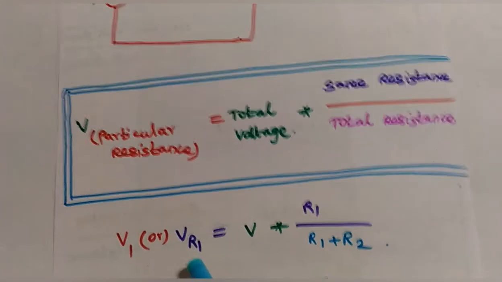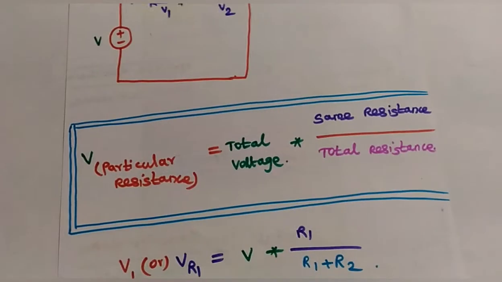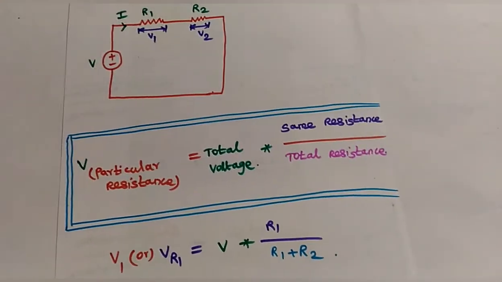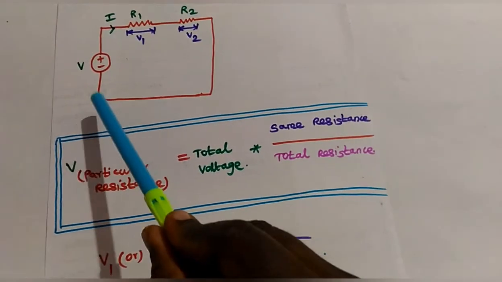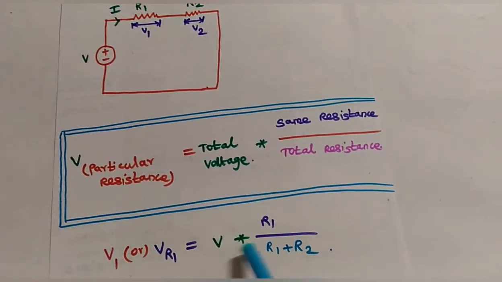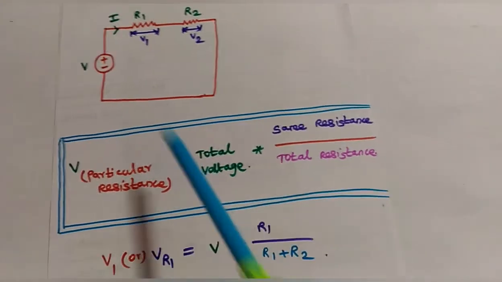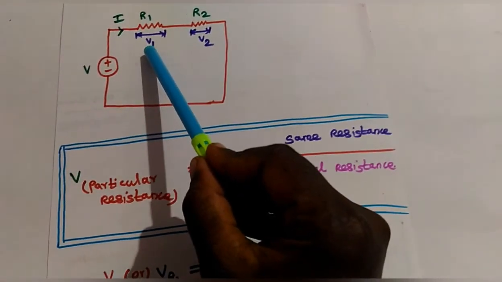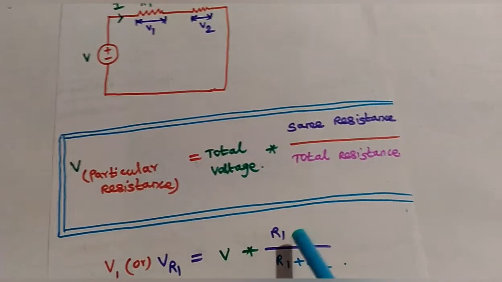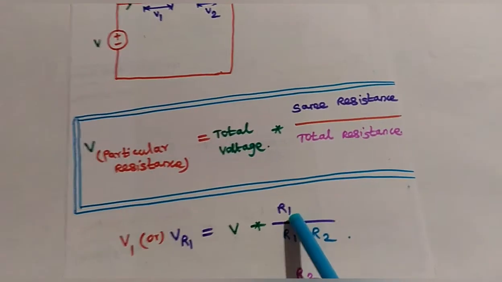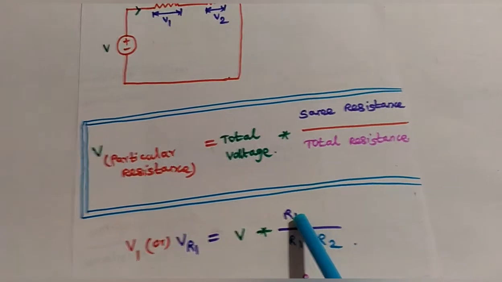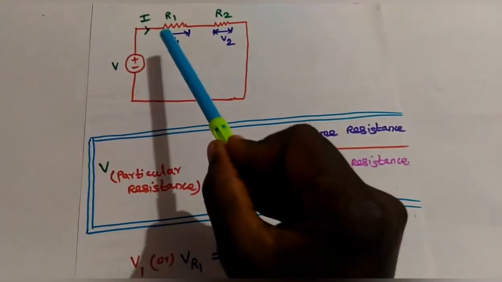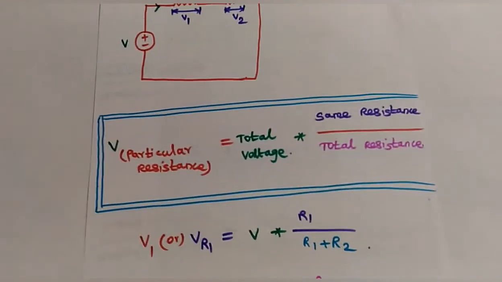So V1, which is nothing but the voltage across the first resistance, otherwise VR1, is equal to, what is the total voltage of this network? V, right? So total voltage is V times, where we are going to find the voltage? Across the resistance R1. So we want to take the same resistance value R1. So the voltage across R1 means we put the same resistance value here, divided by the total resistance of the series combination of resistances, R1 plus R2.